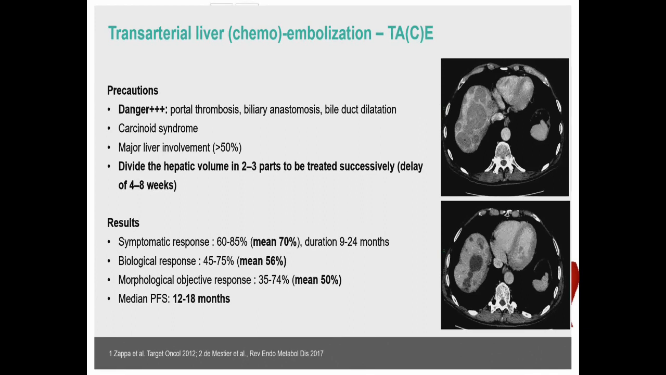You should be aware that this is probably one of the treatments that gives the highest response rate and symptomatic response rate, 60 to 85% symptomatic response, more than half of the patients with a decrease in their chromogranin A and specific markers. Around 50% of the patients will get tumor shrinkage, which is very high, lasting 12 to 18 months.